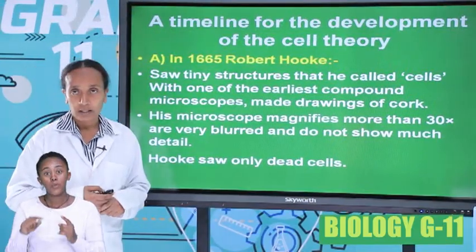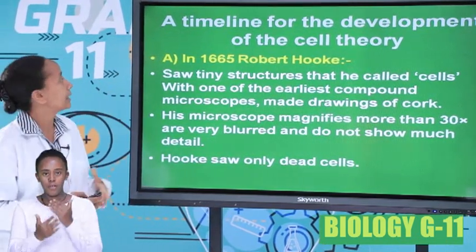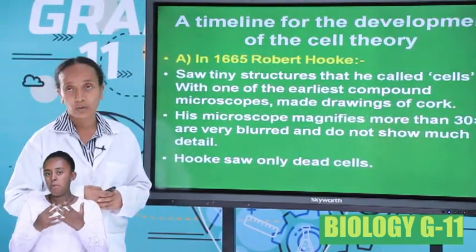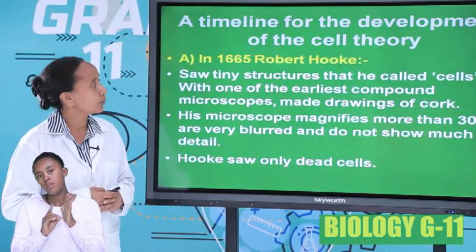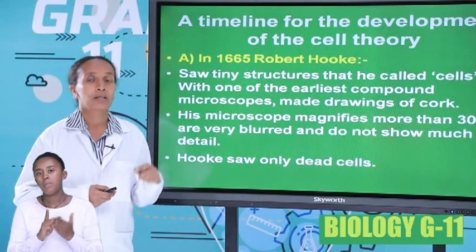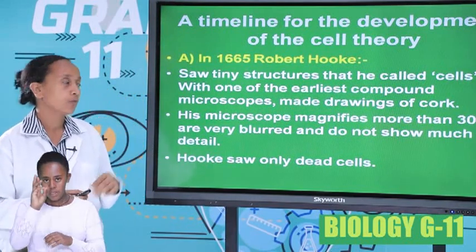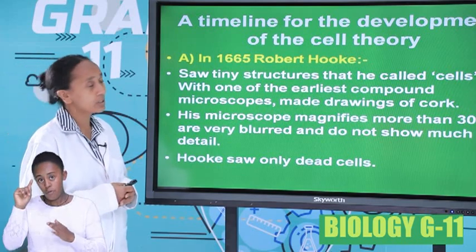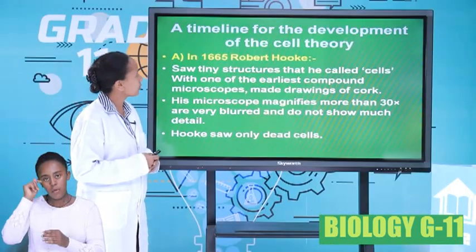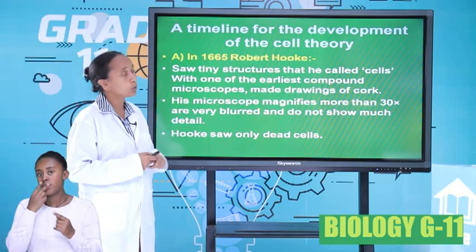To start the cell theory, we need to talk about the timeline for the development of cell theory. In this part, we are going to discuss the contribution of 6 biologists for the development of cell theory. The first biologist that we are going to see is Robert Hooke.